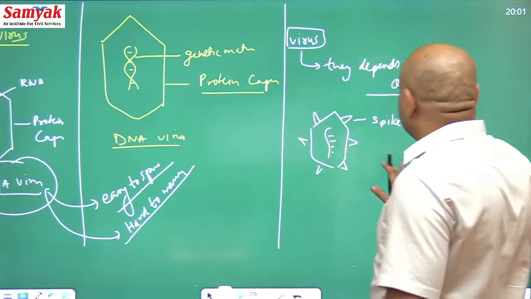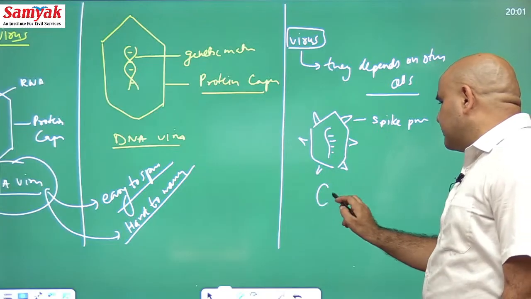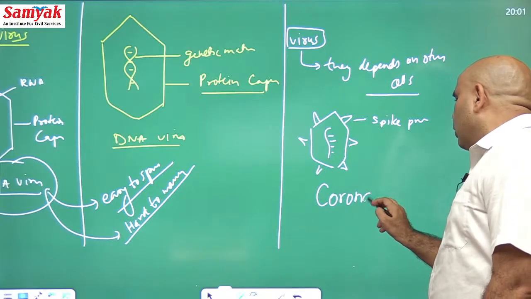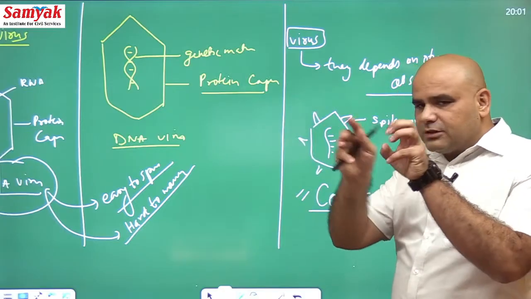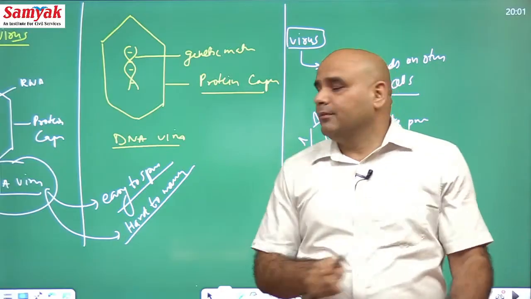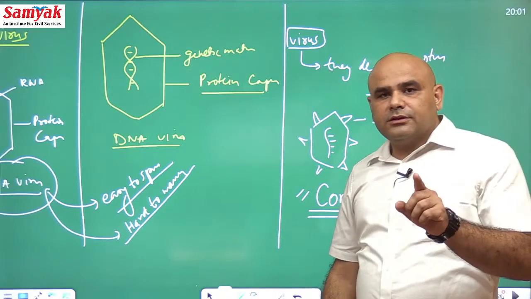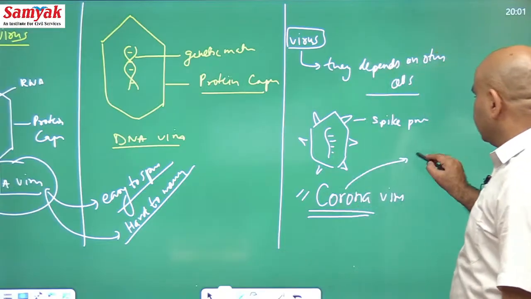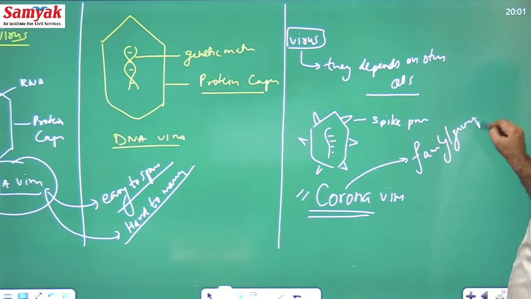So this is what I was talking about, the viruses. Now whenever there is a spike protein, this virus will be named as coronavirus. Now you have to remember this thing. Corona means something radiatingly coming out of something. That is named as corona. That's why, always remember, corona is not the name of a disease. Then what is corona? Corona is a family of viruses. Corona is a group of viruses.